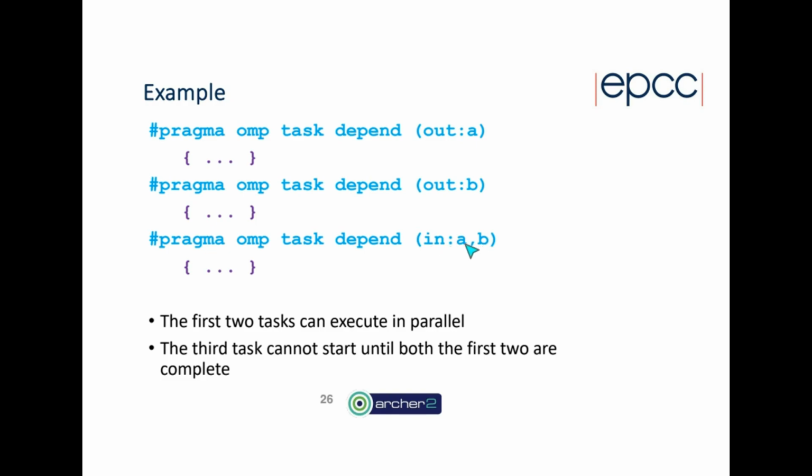So that means that if a thread executes this code, it'll generate all the tasks. The encountering thread here doesn't block. It generates all the tasks, but it just means that when the tasks come to be executed, this task cannot start executing until both these tasks, which it depends on, have completed.